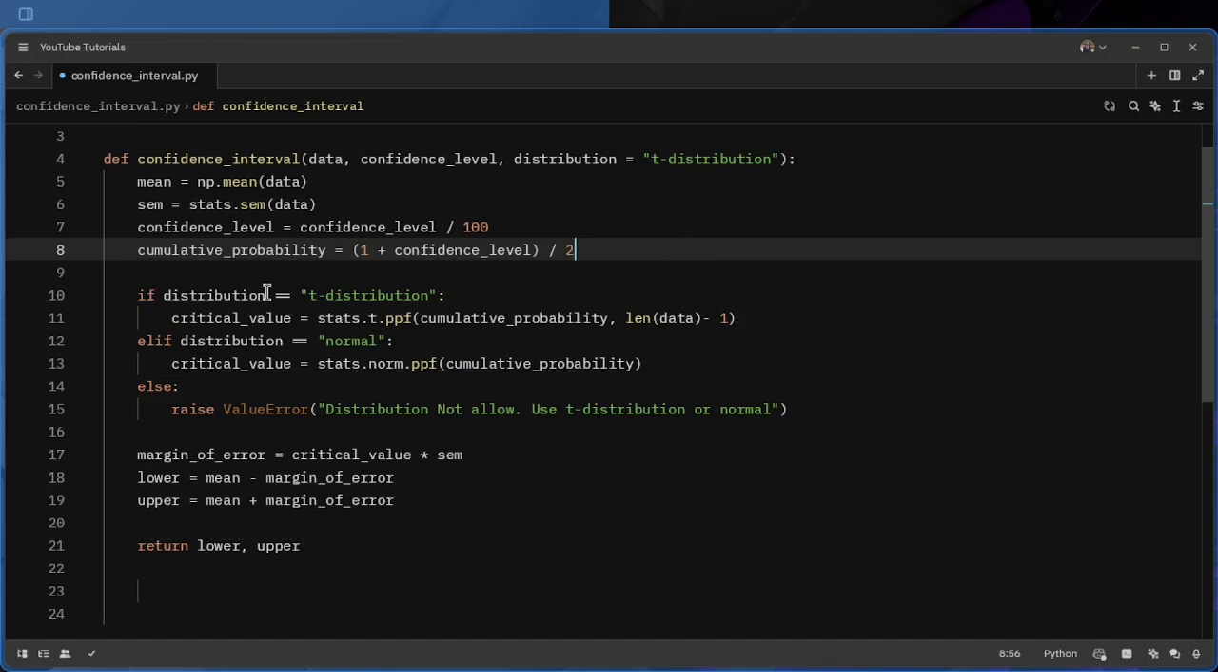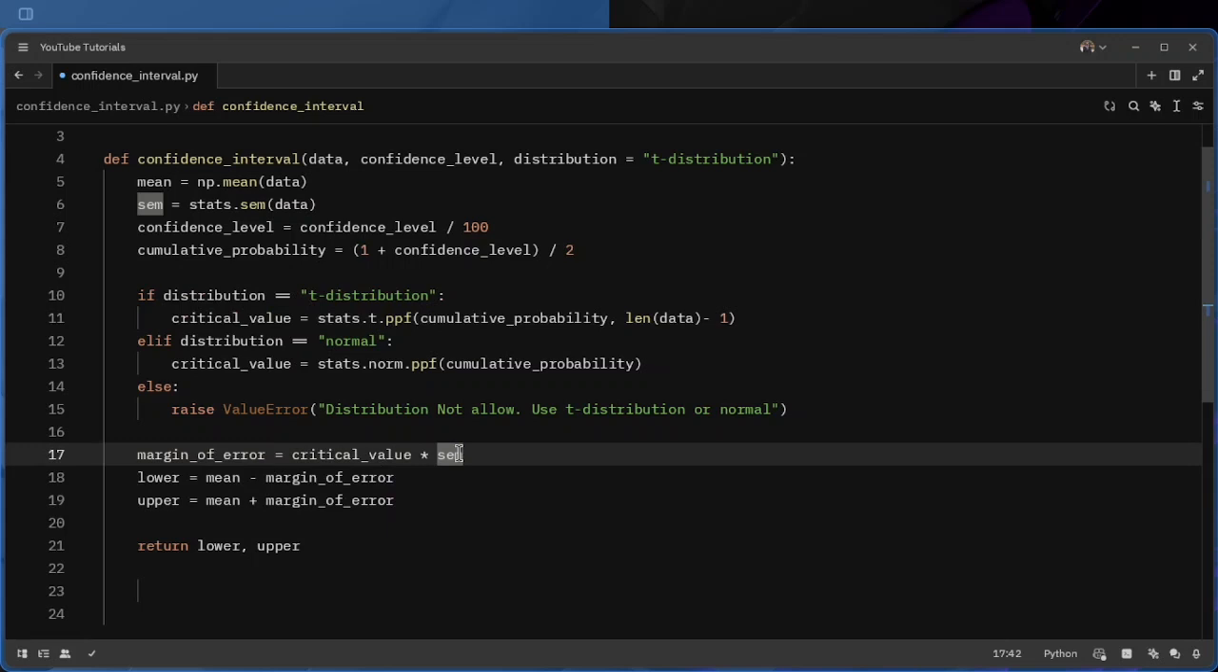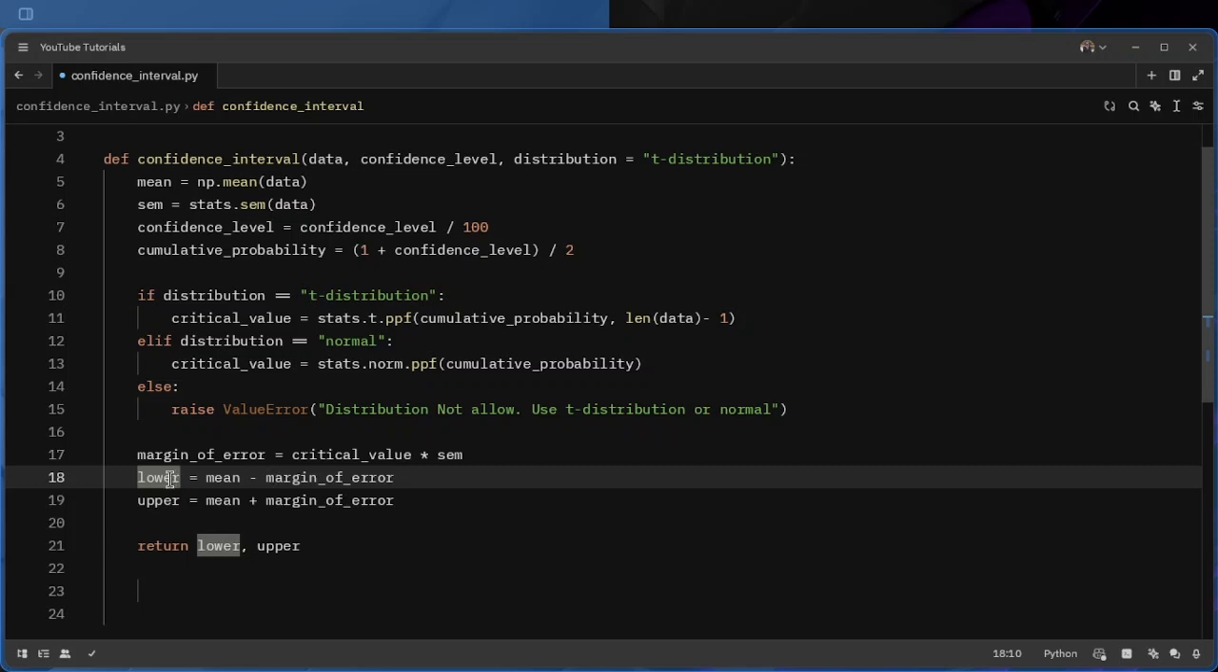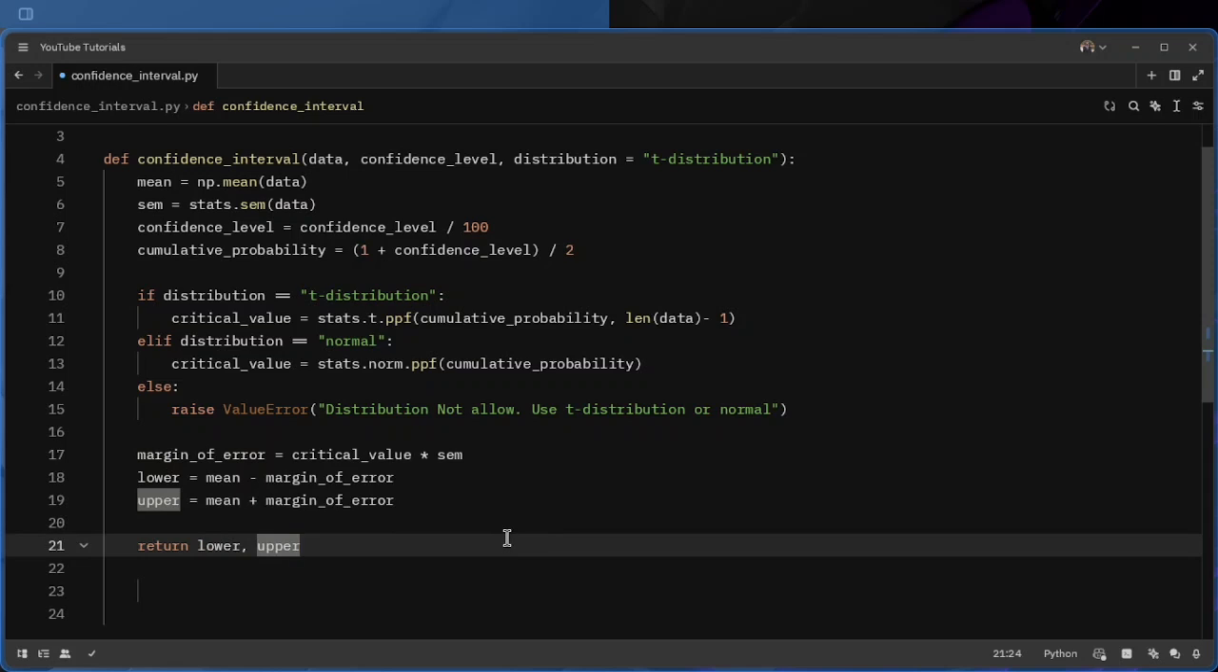Once we have the cumulative probability, we are using the type of distribution. If we have the t distribution, we are using the PPF function for the t, and then we are using this degree of freedom and cumulative probability, and we are finding the critical value. Once we have the critical value, we are scaling the standard error of the mean, and we are finding the margin of error. Once we have the margin of error, we are subtracting to get the lower range, and then we are getting this upper range. So if you run this function, you will get the value.